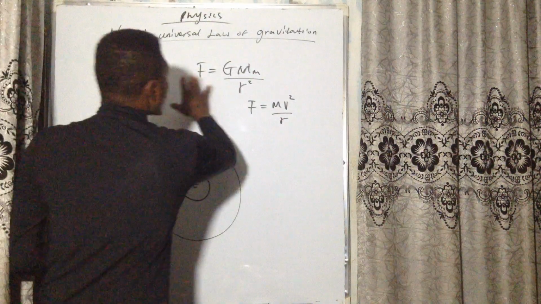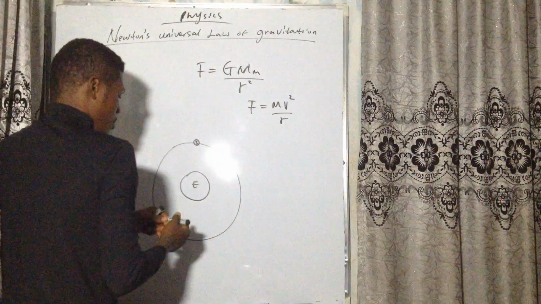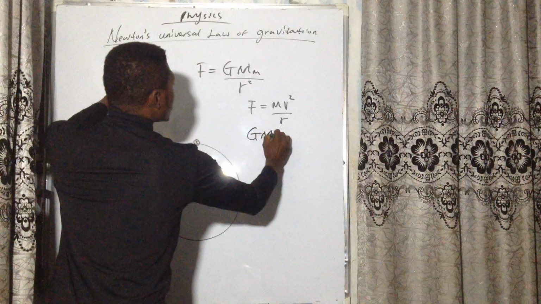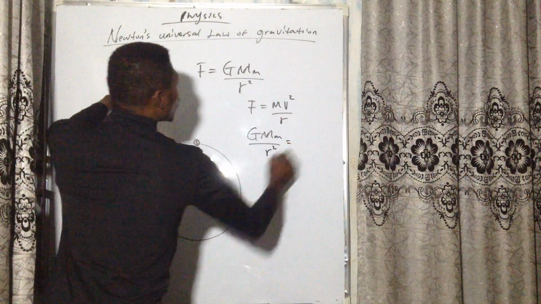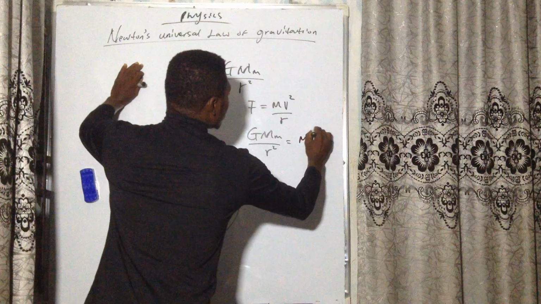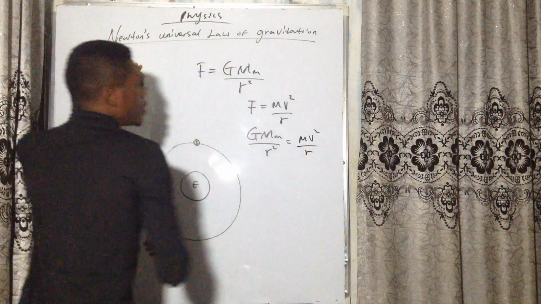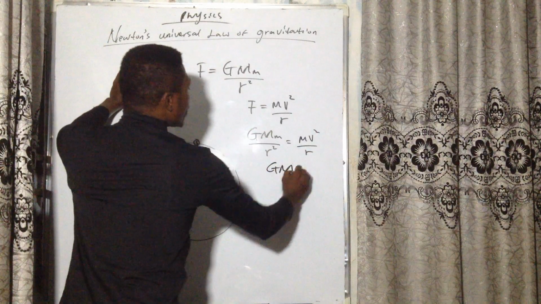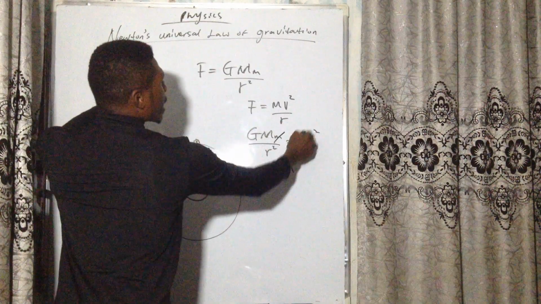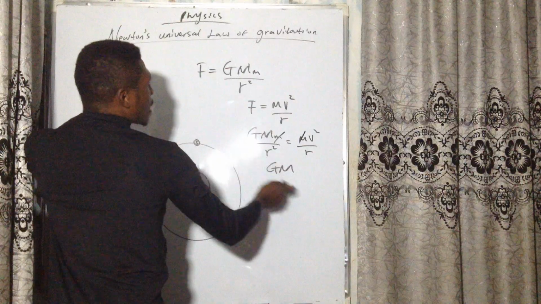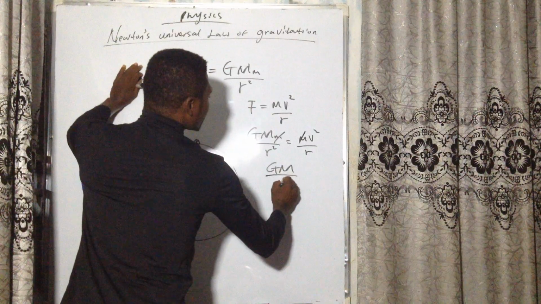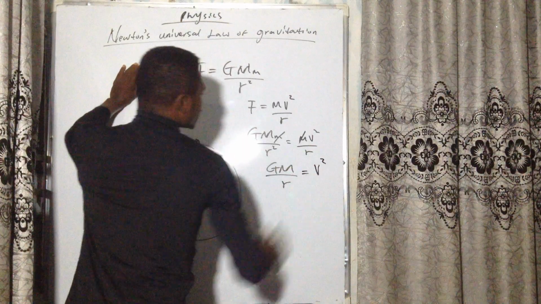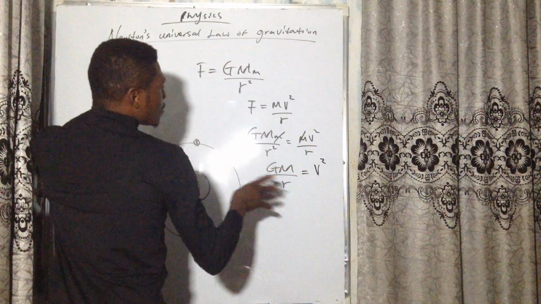So now we equate these two forces. We have GMm over r squared is equal to mv squared over r. When we cancel the small letter m, we now have GM, and we cancel one r, so we now have GM over r is equal to V squared.